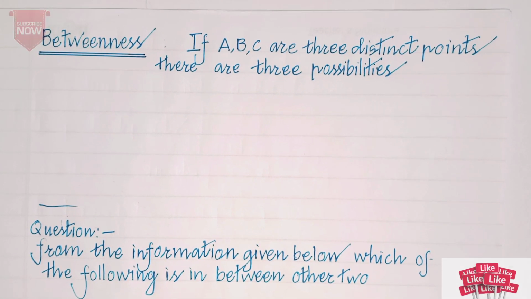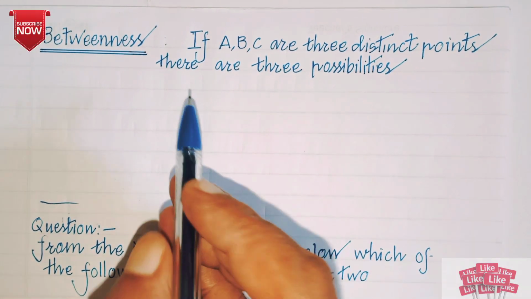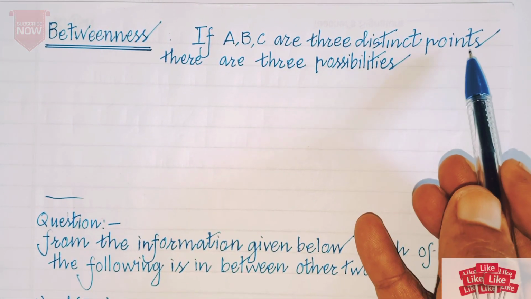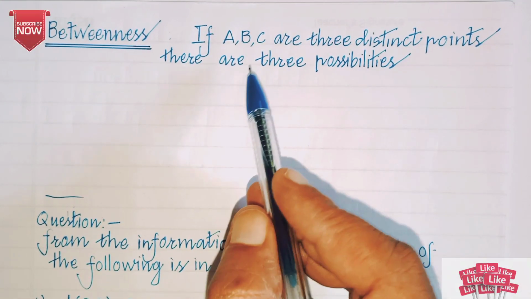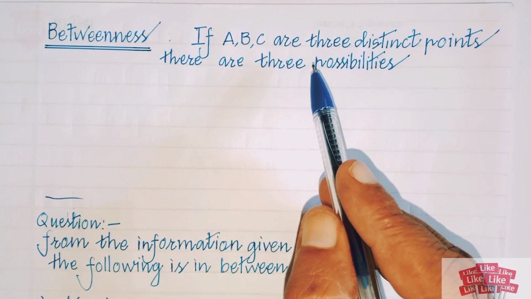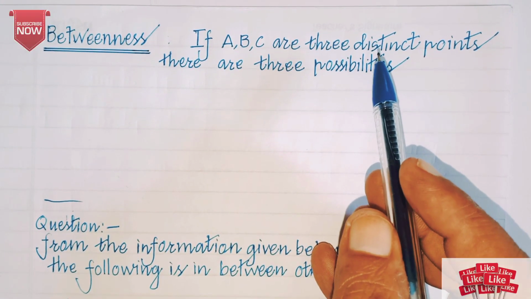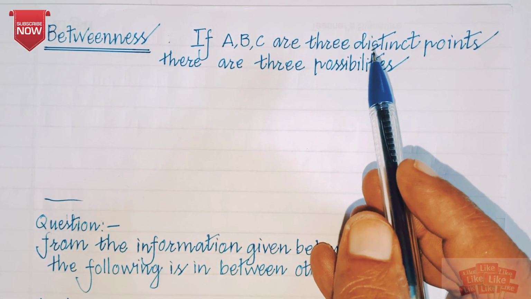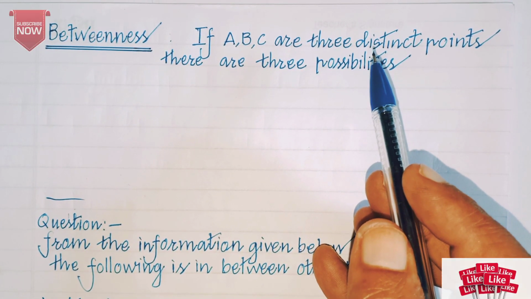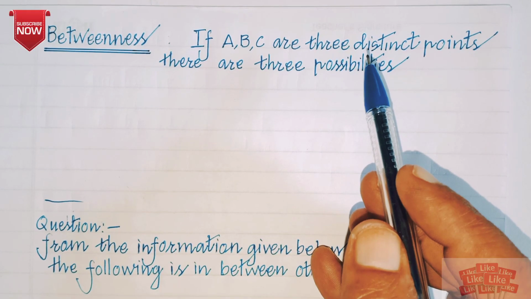Now you see the next topic, that is betweenness. If A, B, C are three distinct points, then there are three possibilities here. A, B, C are three points. Now we have to see which point will be between which. Here there can be three possibilities.